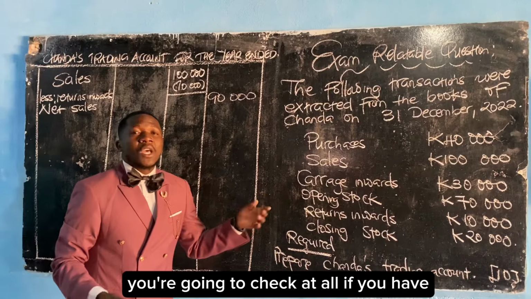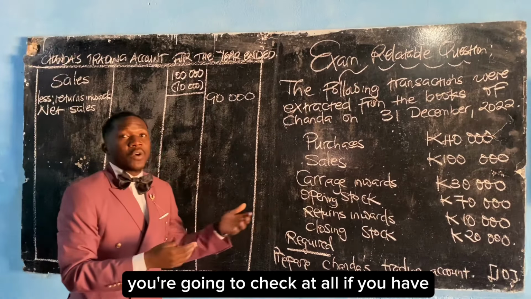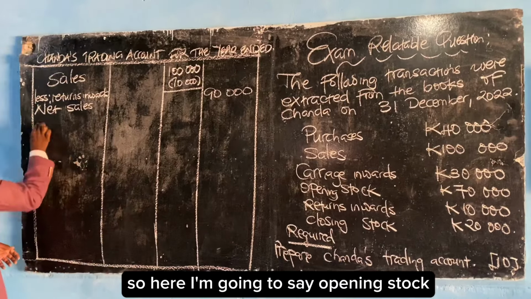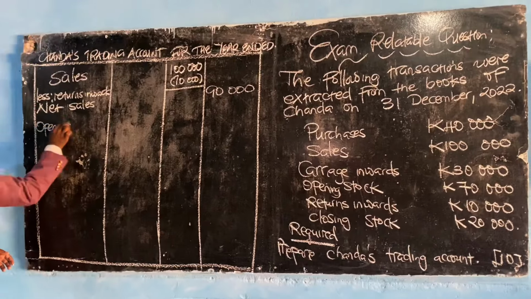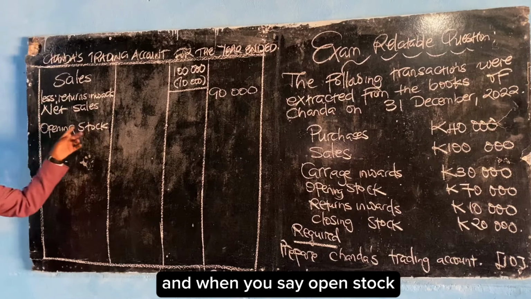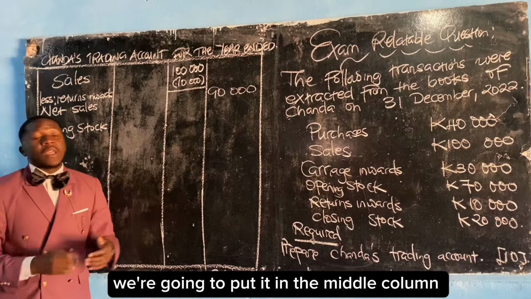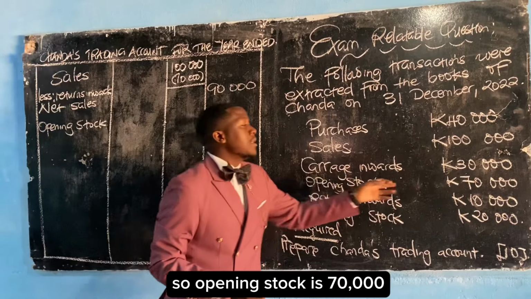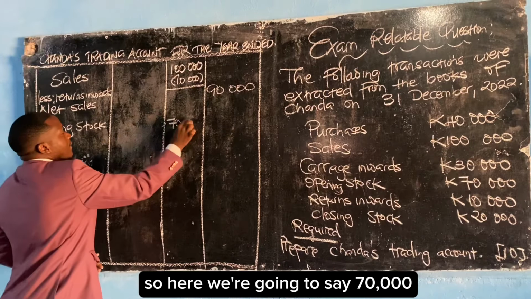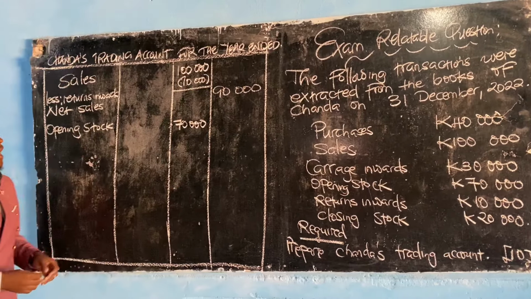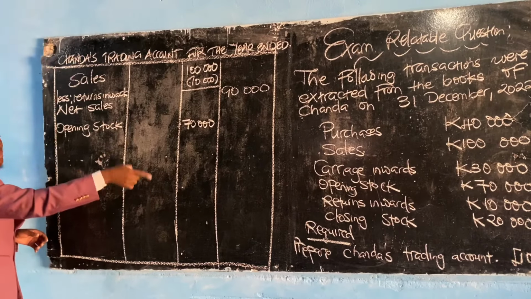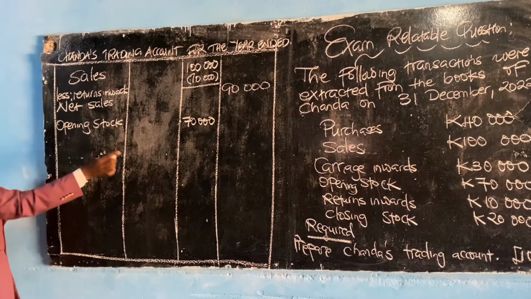Then afterwards, you're going to check if you have the opening stock. So here, we're going to say opening stock. And when we say opening stock, we're going to put it in the middle column. So opening stock is 70,000. So here, we're going to say 70,000. And the fourth value that we're going to enter from what we've been given as transactions is going to be purchases.